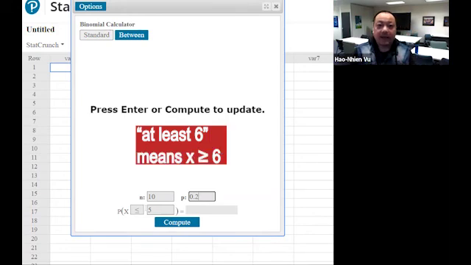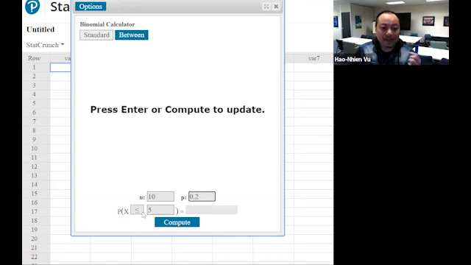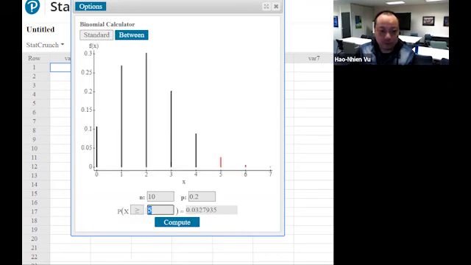Be careful about that. I have many students who hear the words at least 6, and the word least makes them think it means less than something. It is not. At least 6 means 6, 7, 8, 9, 10, meaning 6 or more, greater than or equal to 6. Try to imagine the number line so that you can write your inequality correctly. At least 6 actually means greater than or equal to. So here it is, greater than or equal to 6. Click compute, and the answer is 0.00637.